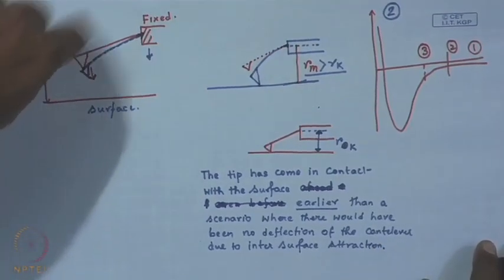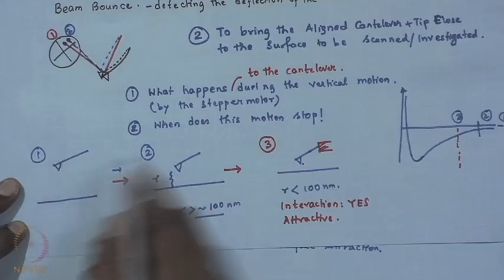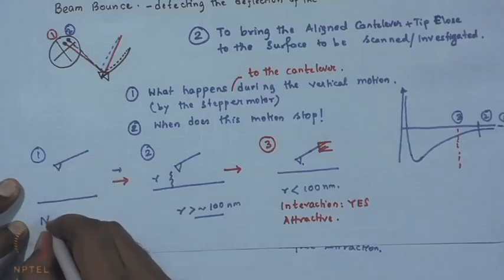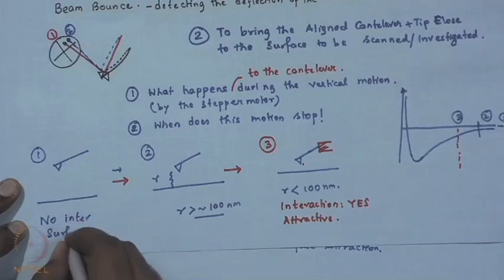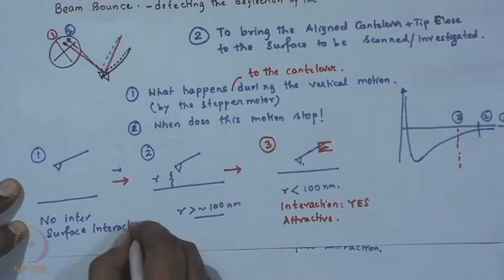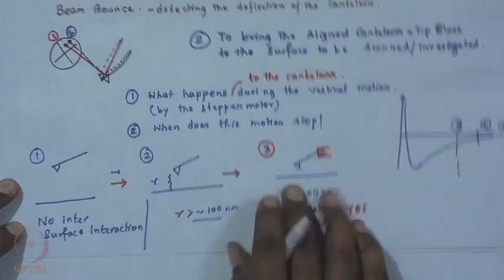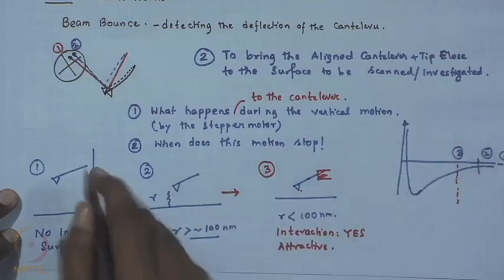So, here we take an aligned cantilever, it is far away from the surface. So, no intersurface interaction. You start a vertical motion using a stepper motor.